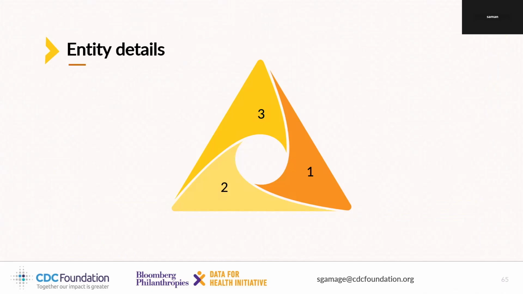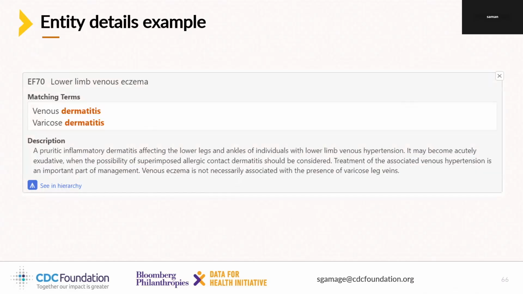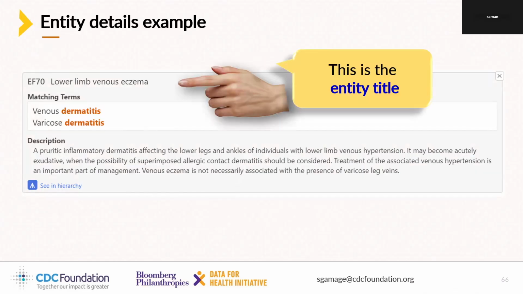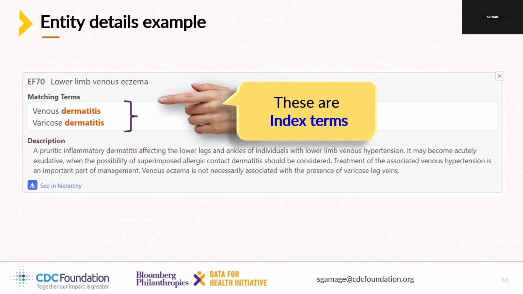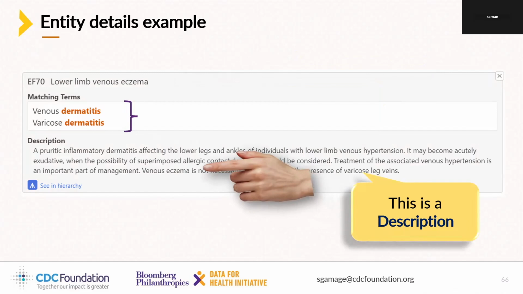Let's learn about entity details: description, inclusions, exclusions. Here is an entity details example. This is the entity title, lower limb venous eczema. The ICD-11 code is EF70. These are index terms: venous dermatitis, varicose dermatitis. This is a description which describes lower limb venous eczema, with some clinical information about the condition.